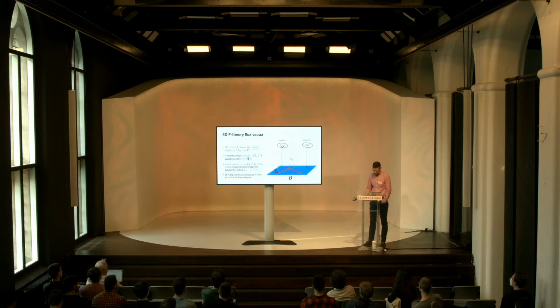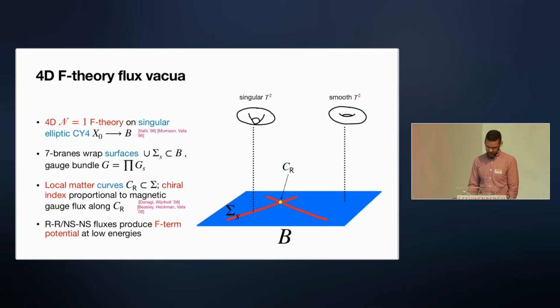So let's get started. Let me set the stage. For me, a 4D F-theory flux vacuum will be a 4D N=1 F-theory compactification on a singular elliptic Calabi-Yau fourfold, which I'll denote as X naught. And the setup, as I'm sure many people here are very familiar with, we think of 7-branes as wrapping complex surfaces sitting inside of the base. Here is my very schematic drawing of the base, this blue plane that I've drawn. And the surfaces are complex codimension 1 holomorphic objects that sit inside the base.